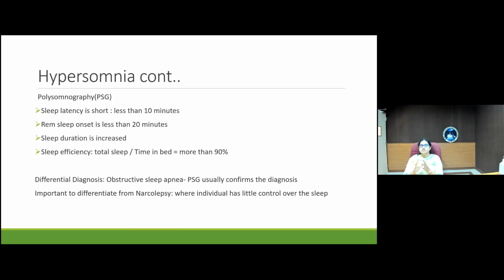What are the differential diagnoses that we need to consider before diagnosing hypersomnia? Obstructive sleep apnea. Usually, polysomnography will confirm the diagnosis. Important here is to differentiate it from narcolepsy, wherein the individual has very little control over his sleep, and at times there is difficulty in staying aroused, even though the person puts in a lot of effort. So this differentiates narcolepsy from hypersomnia. In hypersomnia, the alertness is not affected while the patient is awake, though he is drowsy. Whereas in narcolepsy, he is unable to control his sleep or stay awake despite a lot of self-effort.